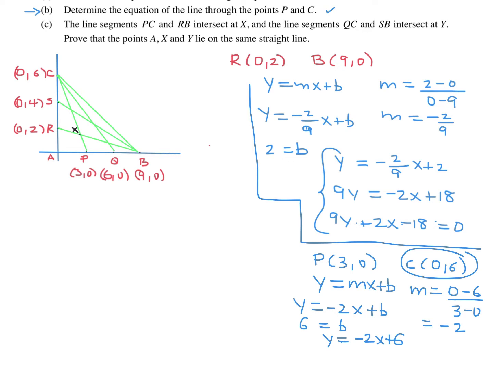And the line segments QC and SB intersect at Y. So that means this point right here, that guy is Y. Somewhere I've got to put in a Y. I'll just put the Y right there. And then they're saying, prove that A, X, and Y are on the same line. So they're saying that if you drew a line like that, A, X, and Y would be on that line. All right. I think I can do that.